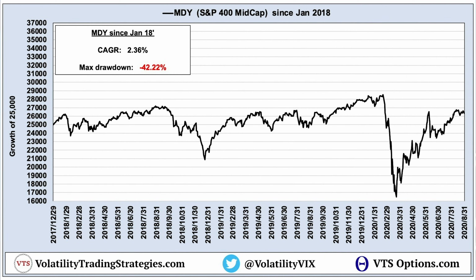Remember, the bulk of the performance of my tactical balance strategy does come from when we're holding the S&P 400 mid-cap ETF. Over 55% of the time, we're holding this MDY, and you can see how it's performed since January 2018, a compound annual growth rate of just 2.36% in the last 3 years, with several large drawdowns, the biggest being a drop of over 42% during the pandemic. Buy and hold the S&P 400 would not have been very much fun in the last 3 years.